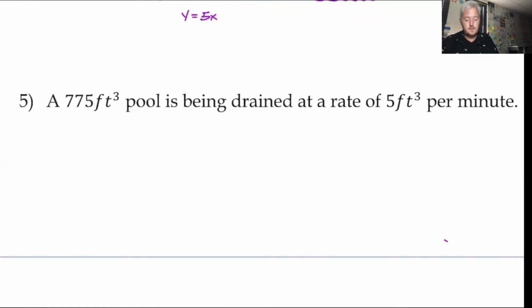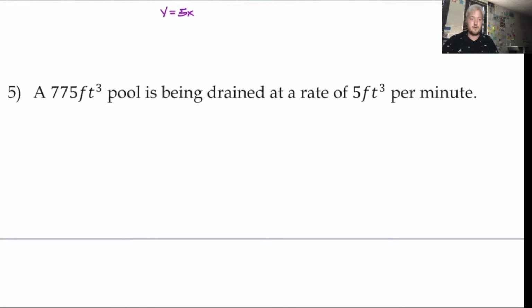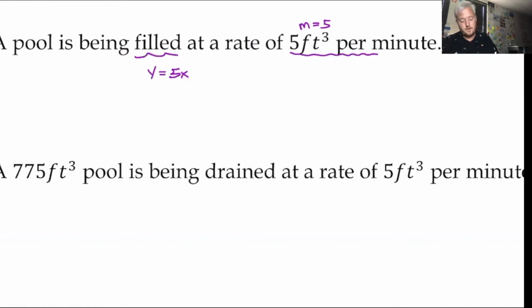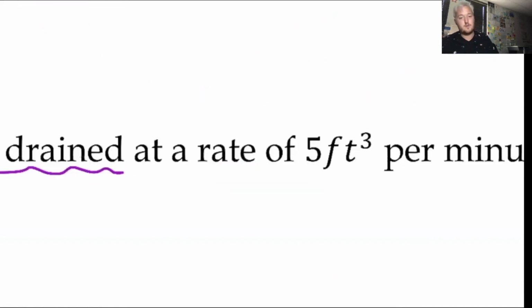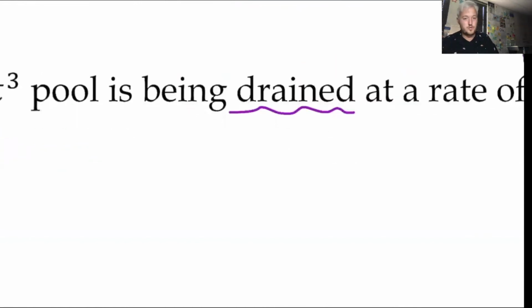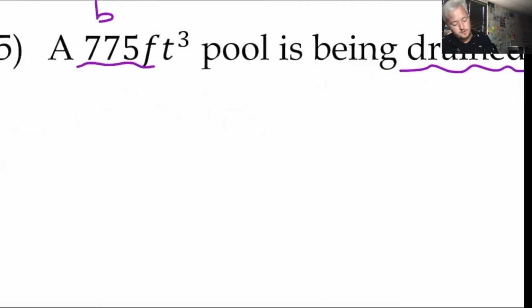All right, last but not least. Now we have 775 cubic feet. English is really hard. A 775 cubic feet pool is being drained at a rate of 5 cubic feet per minute. Similar to up here, but now it's being drained. So instead of it being filled, it's actually losing volume. Because it's being drained, our slope here is negative. We're starting off with an initial volume of 775. So your equation here is y equals negative 5x plus 775.